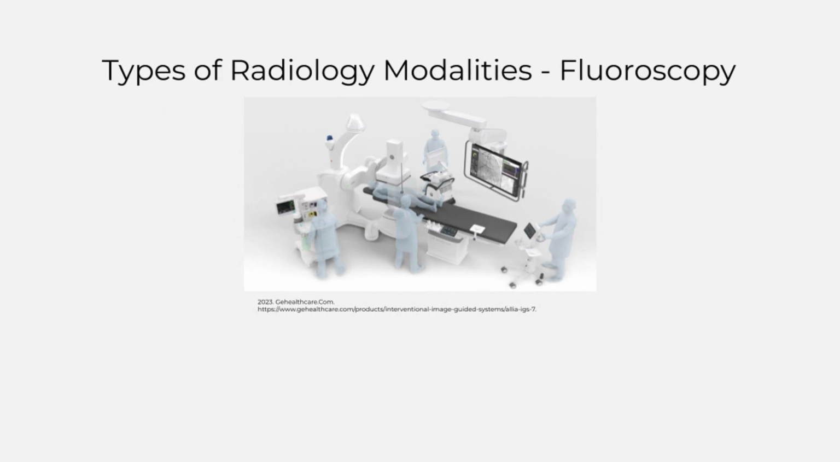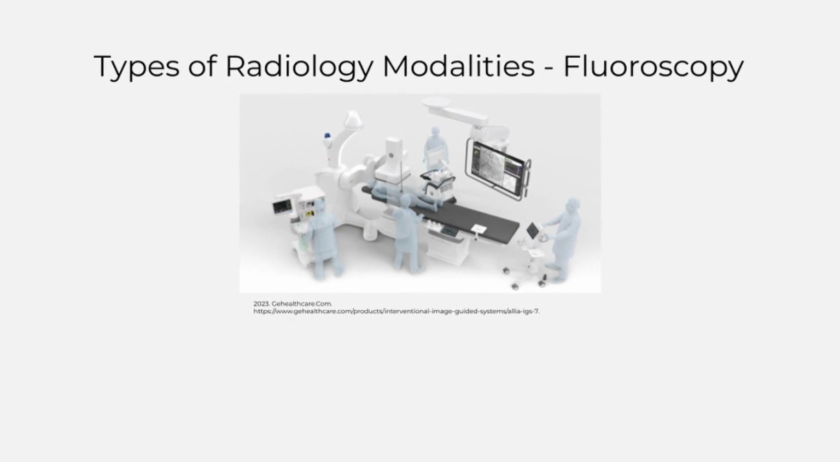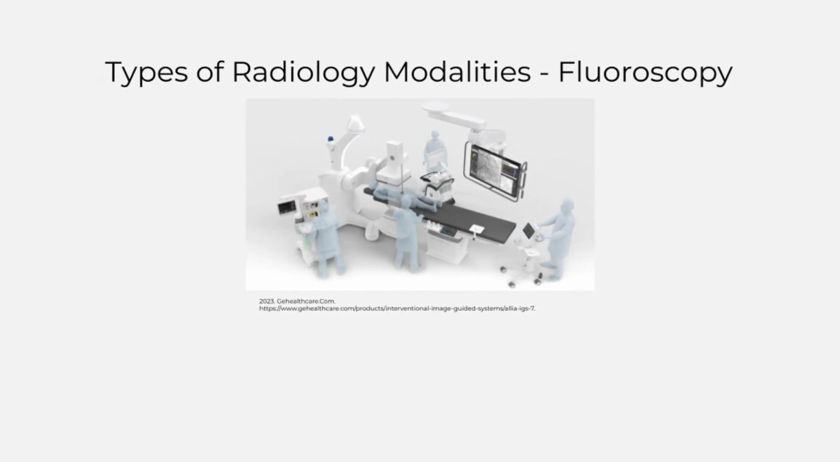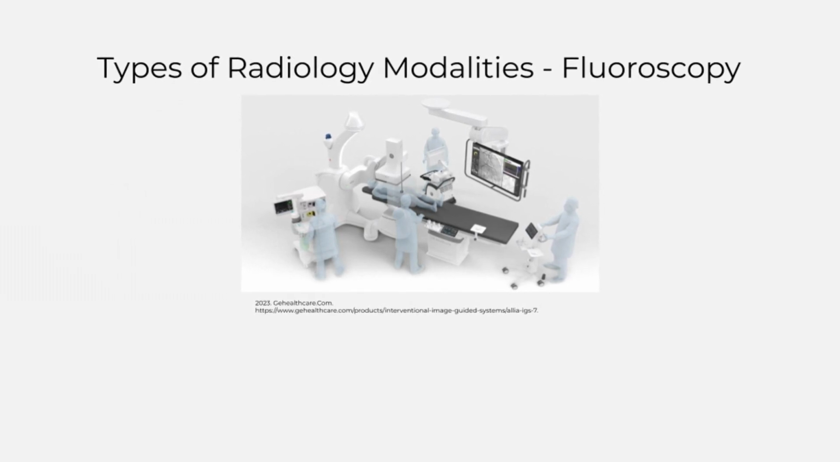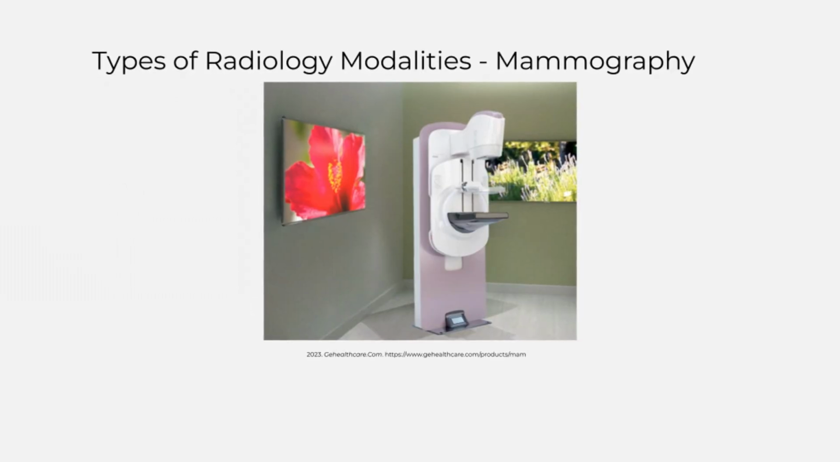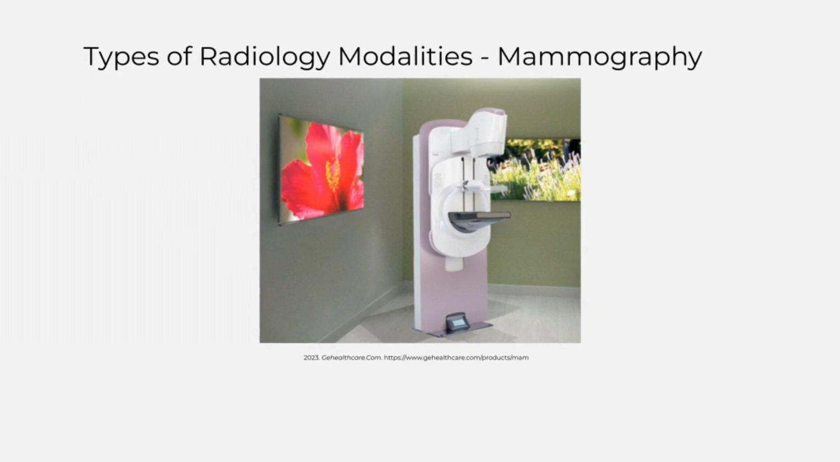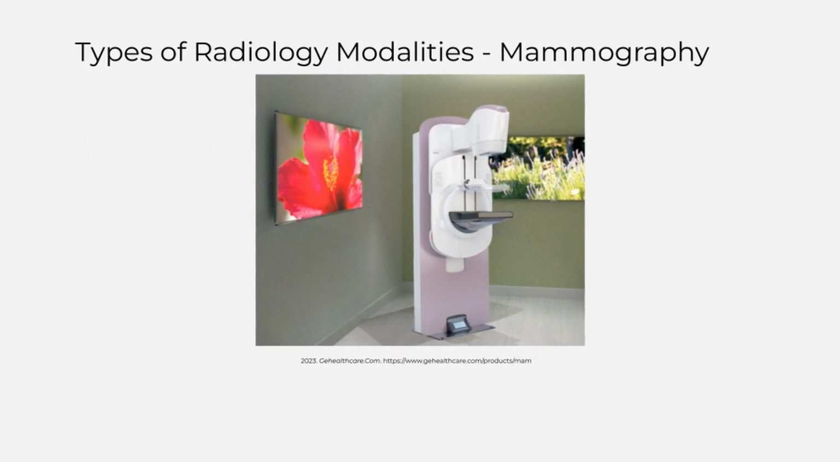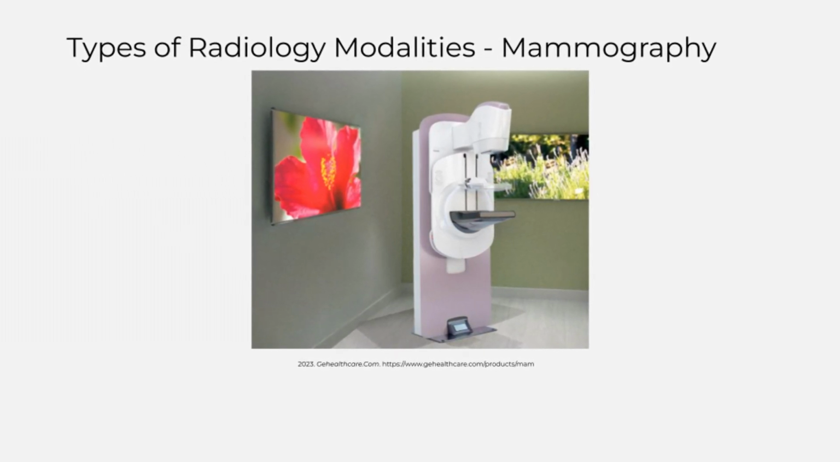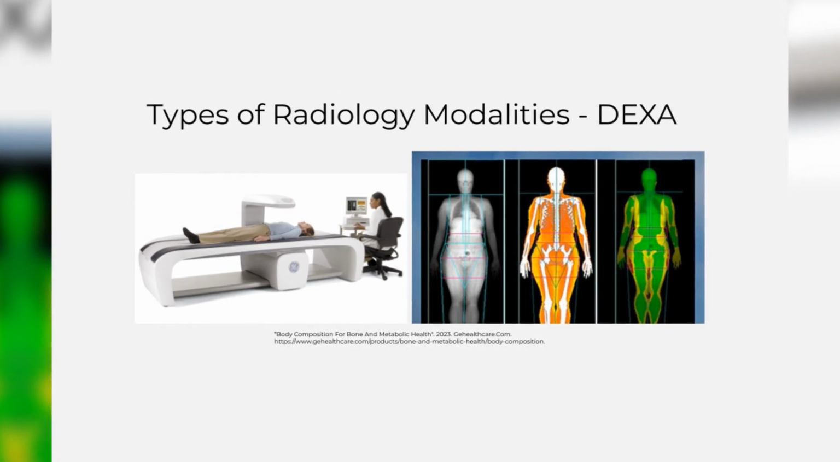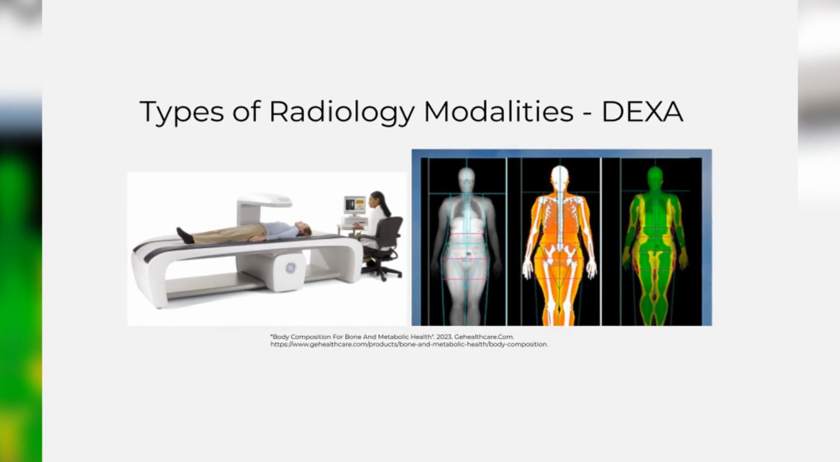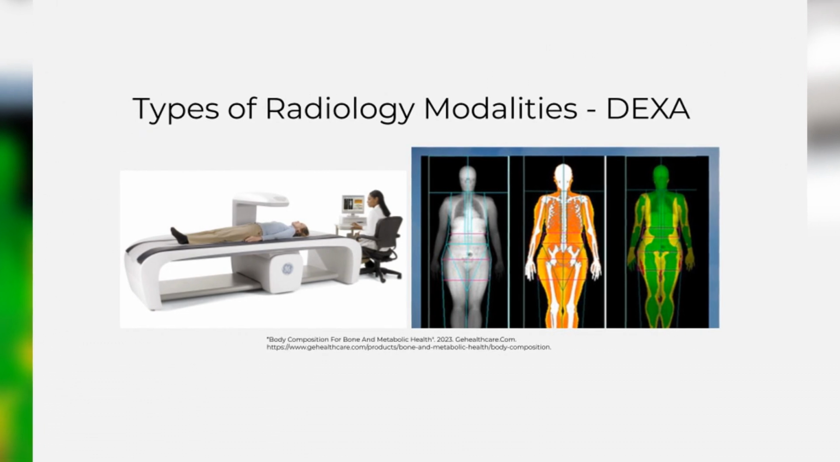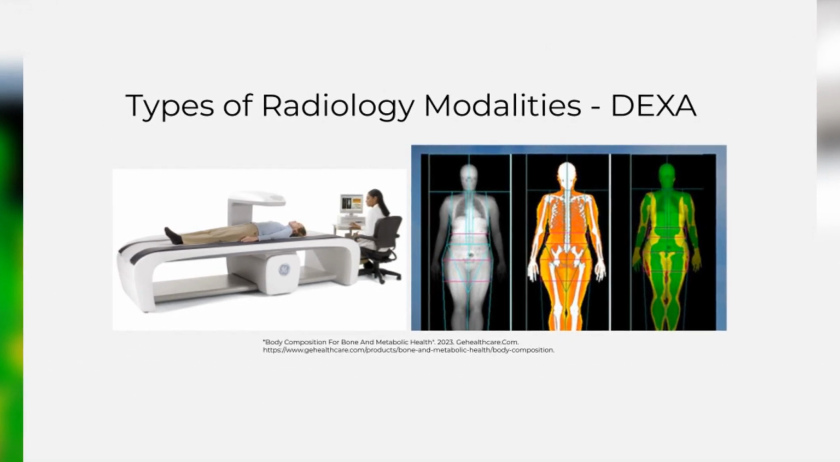Fluoroscopy, a real-time imaging method often used during surgeries or procedures. A portable version called a C-arm is used in operating rooms. Mammography, a specialized X-ray used for breast exams. There are two types, one for screening and one for diagnosing problems. Bone density scans are used to check for conditions like osteoporosis. The scan measures bone mineral content.